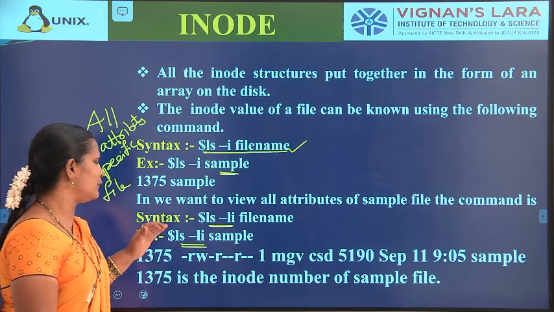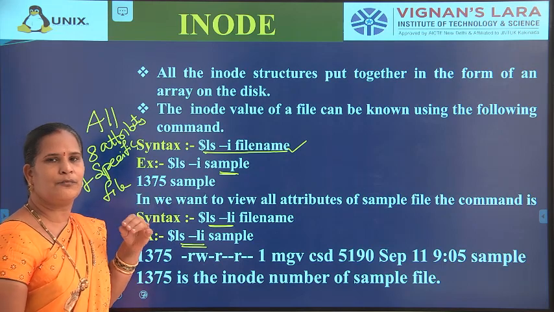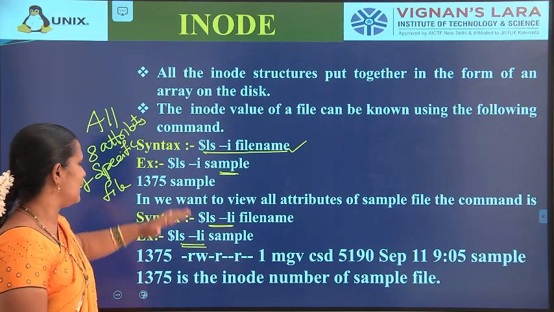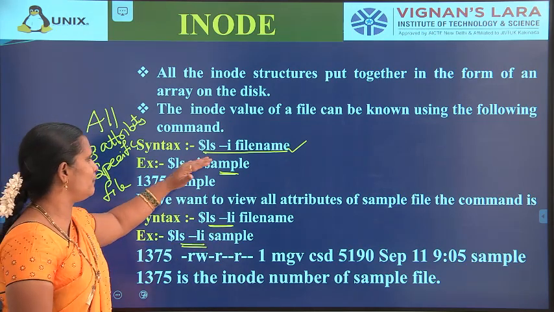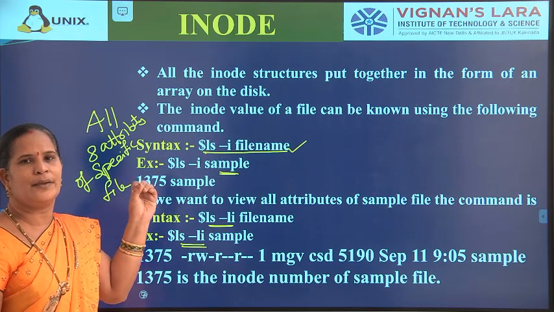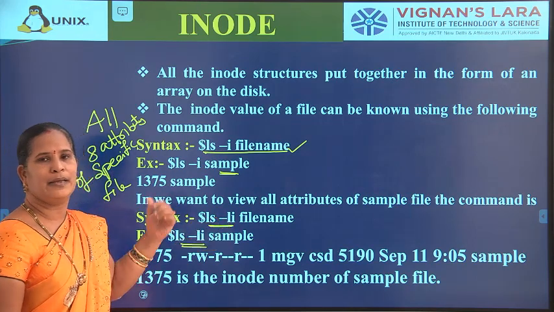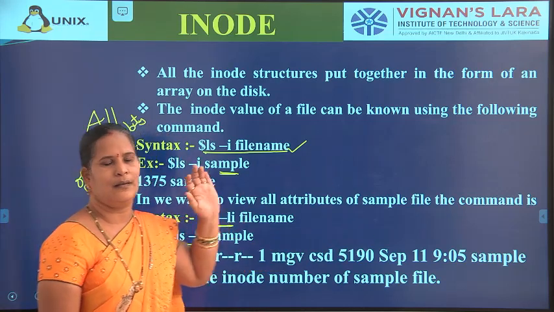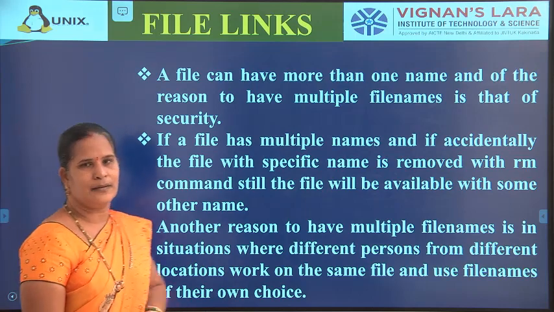So by using the ls -li command, we can view all 8 attributes of a file. If we specify ls -i file name, it gives only the inode number and file name, whereas the ls -li command gives all 8 attributes of a specific file. This is about the ls -li command.